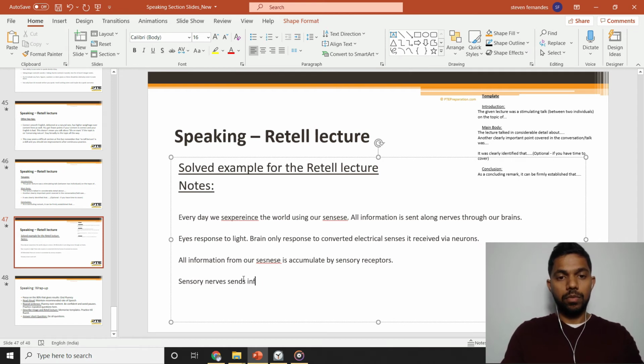Once the central nervous system has processed the information, a response gets sent back out along motor nerves, another part of the peripheral nervous system.